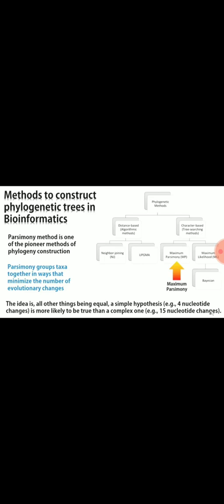Now, maximum parsimony is an important method. I'll give one example. Suppose there are two trees, one with 4 nucleotide changes and another with 15 nucleotide changes. So what is the maximum parsimony? You have to take the fewest evolutionary changes. What is the fewest number among 4 and 15? 4. So 4 nucleotide changes is your maximum parsimony. Understood? Yes.